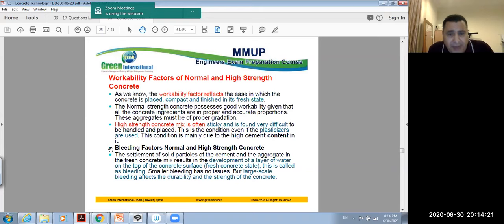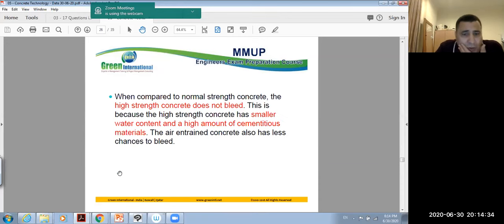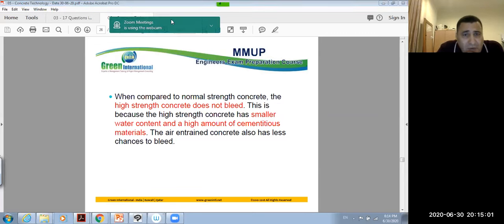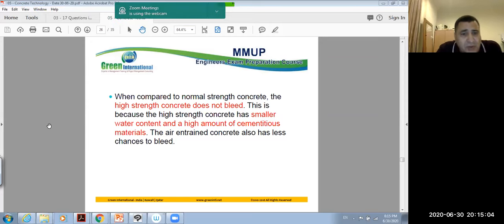Bleeding factors, normal and high strength concrete: the settlement of solid particles of cement and the segregation in the fresh concrete mix result in the deposition of a layer of water. When compared to normal strength concrete, the high strength concrete does not bleed. This is because the high strength concrete has less water content, very important, and a high amount of cementitious materials. The air entrained concrete also has less chance to bleed. This is not a very important slide to read. All this one is extracted from QCS 2014, which I told you many times, try to read it.